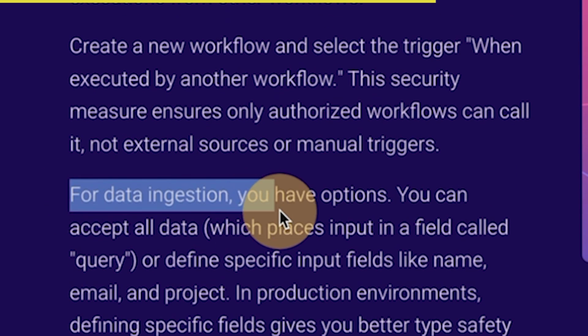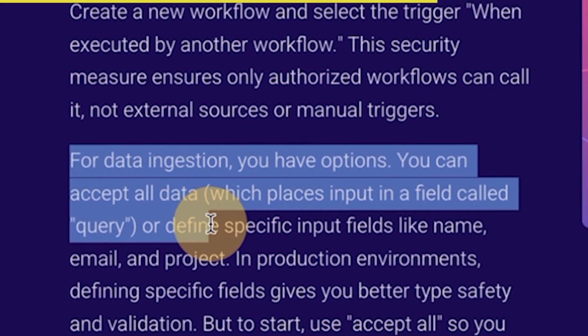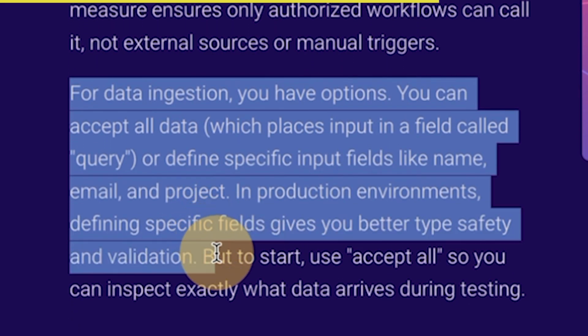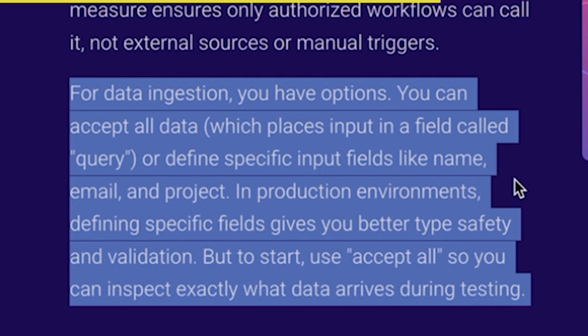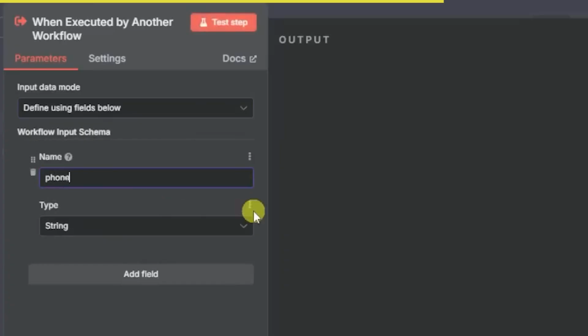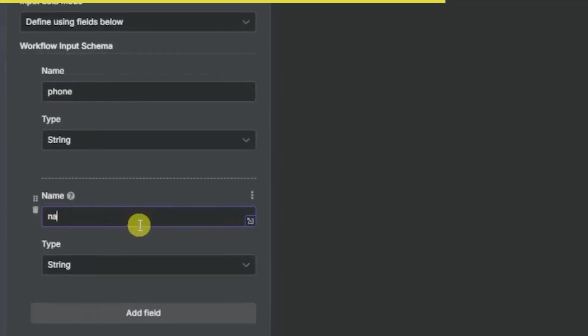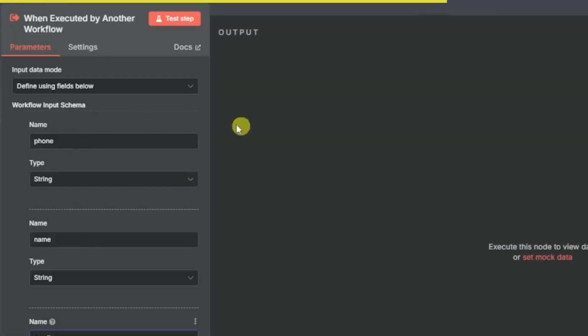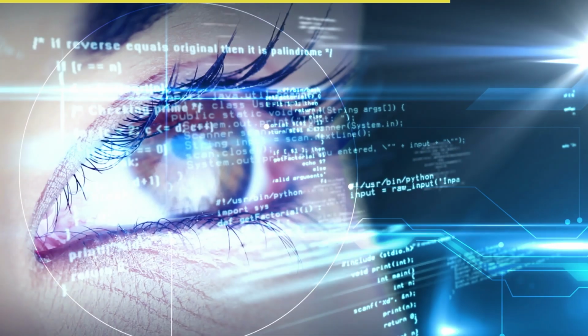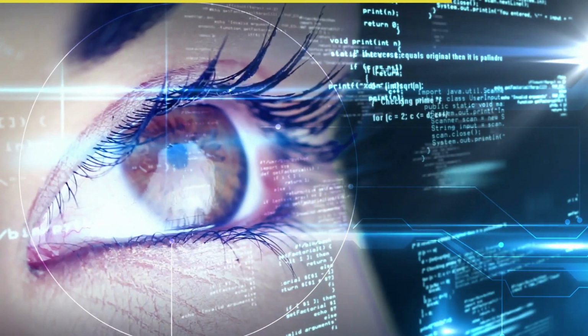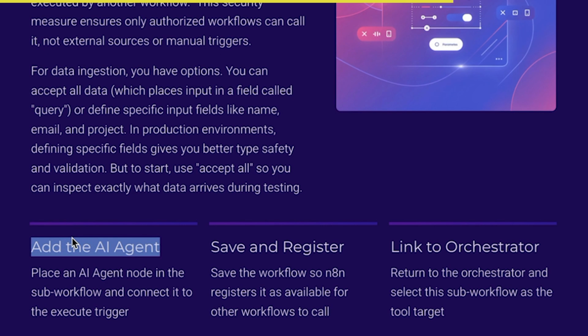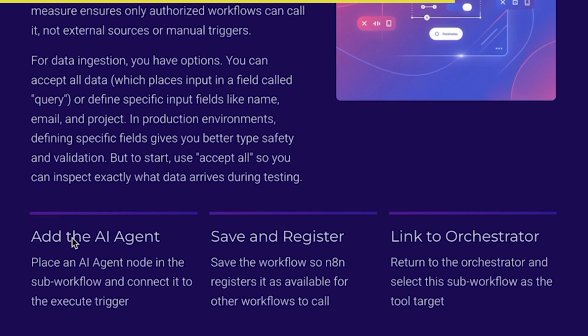So for data ingestions, you have options, right? So you can basically accept all data, which places input in a field called query, or defines specific input fields like name, email, project. So in production environments, defining specific fields gives you better type safety and validation. But to start, you want to use accept all so that you can expect exactly what data arrives during testing. Simply put, you want to add the AI agent, save and register, and then link it to the orchestrator. Very simply, with 3 simple instructions.